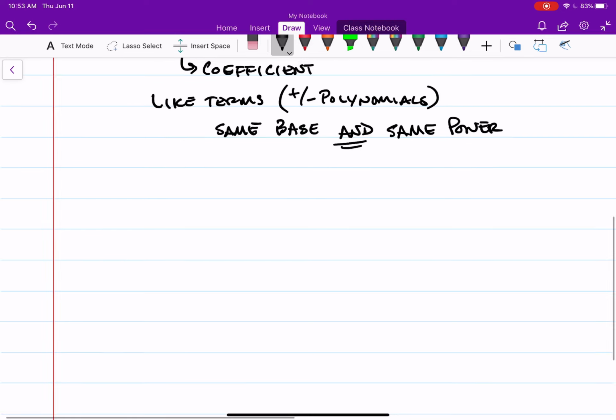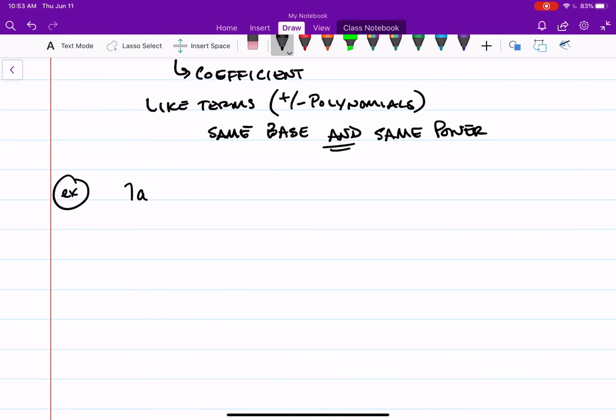Okay, so let's do something simple. Let's say I'm given 7AU plus 6AV plus 56AU plus 6AV. If you look at this, what you have to see is that AU and AU are the like terms, while the AV and the other AV is also like terms. Again, if you have more than one base, the base has to be the same. If you have more than one power, the powers have to be the same, and it has to be the one that's attached to that base.